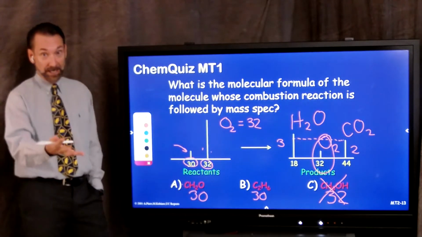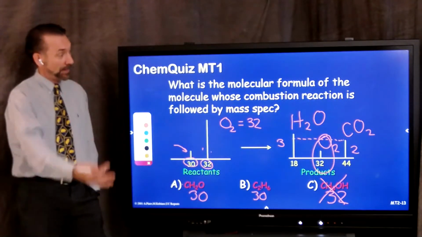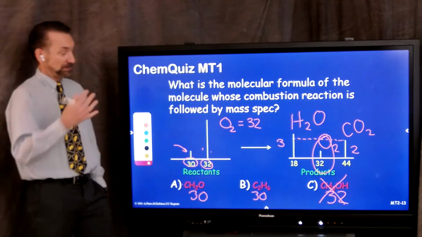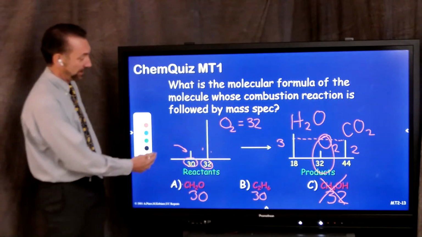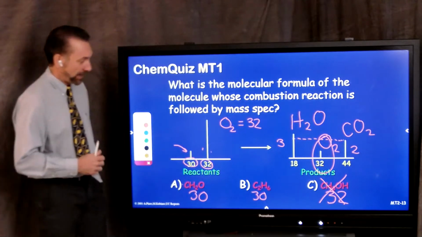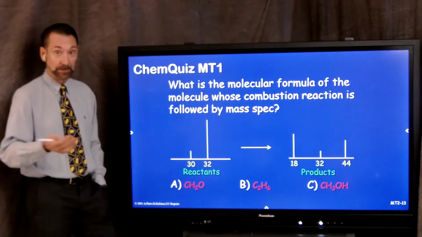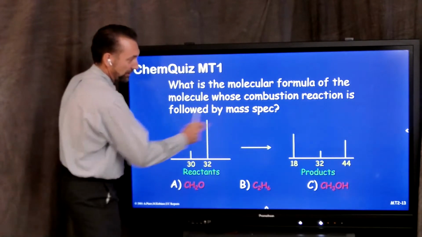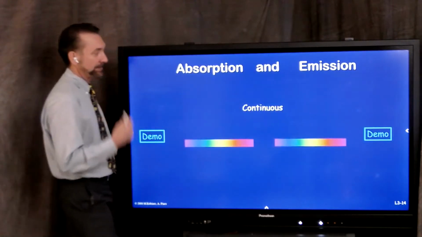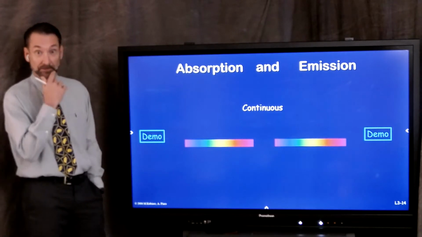So all kinds of chemistry in there, just keeping track of moles, keeping track of molar masses. That's a very good chem quiz. Work through that again if you didn't understand that, and that's going to help you a lot on the midterm.